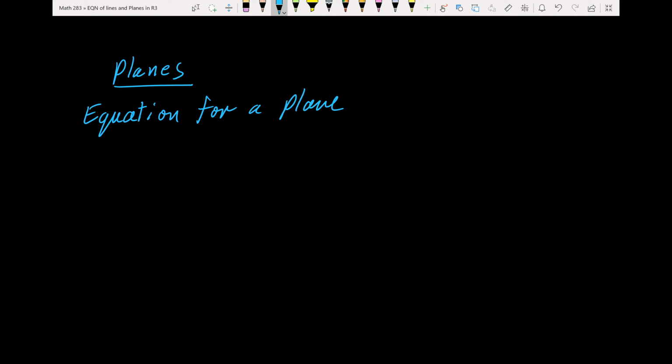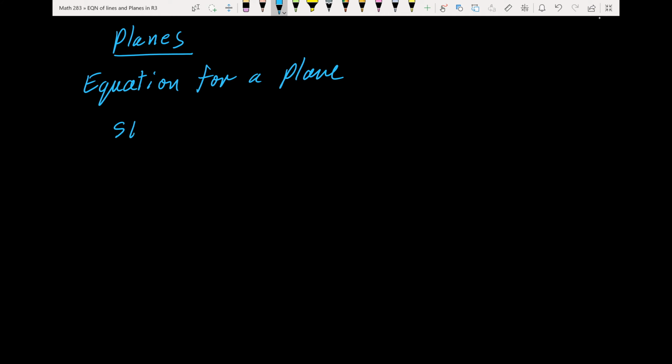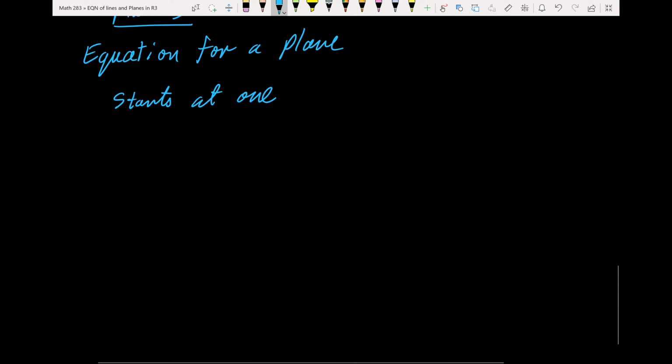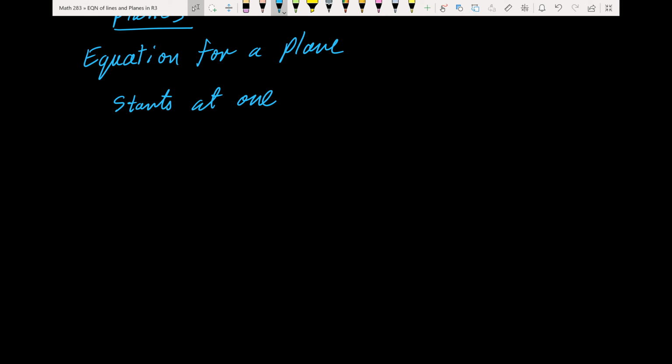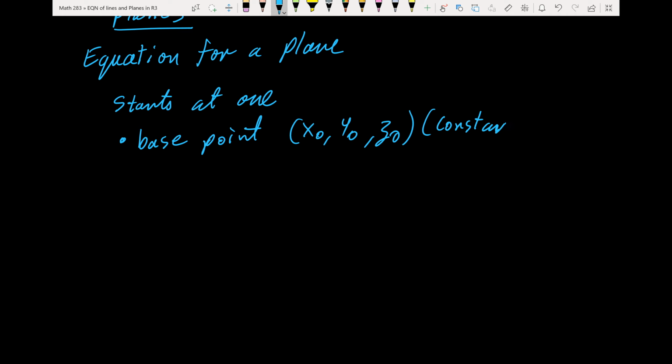So we're going to look at the equation for a plane. Starts at 1. Okay. The base point is x naught, y naught, z naught, times some constant, on the plane.